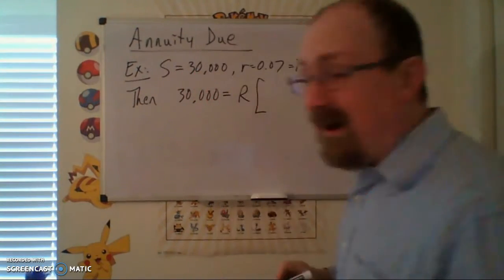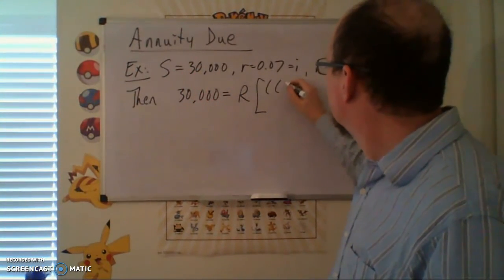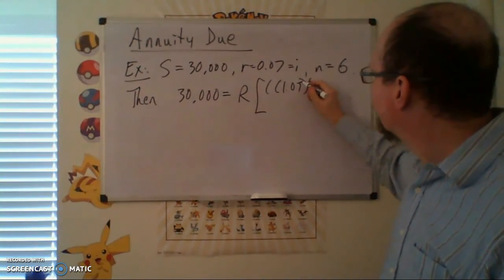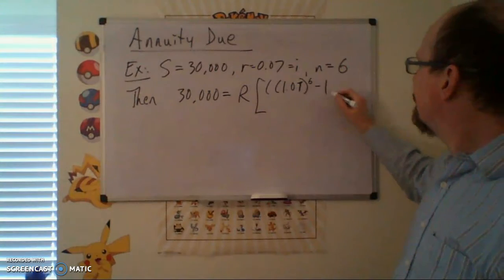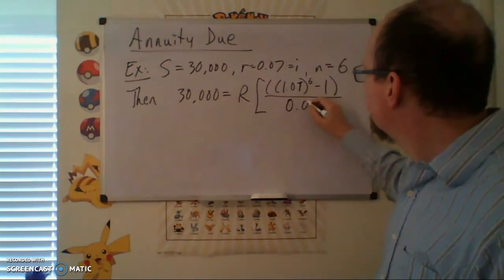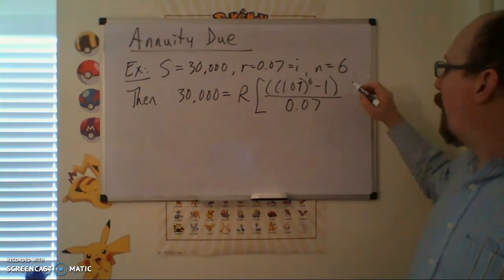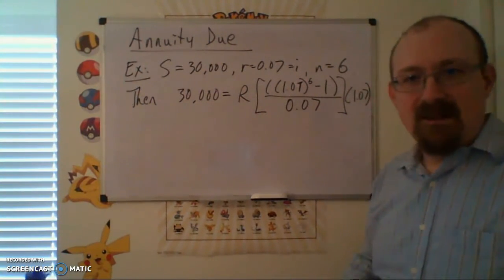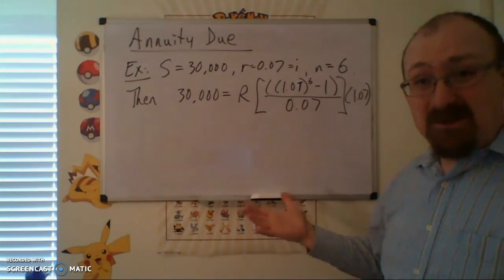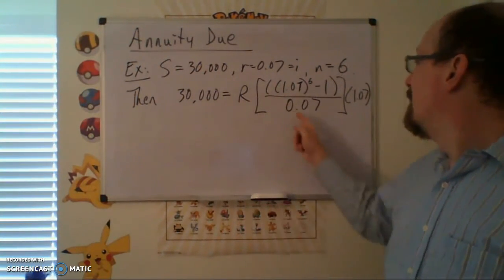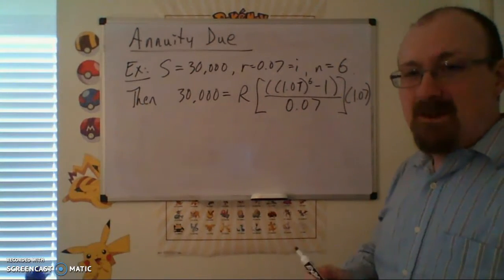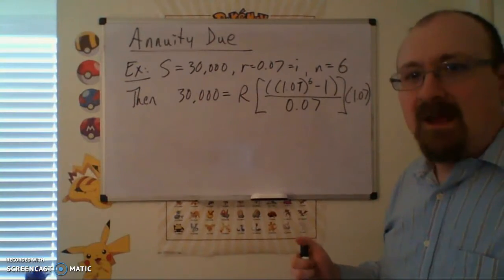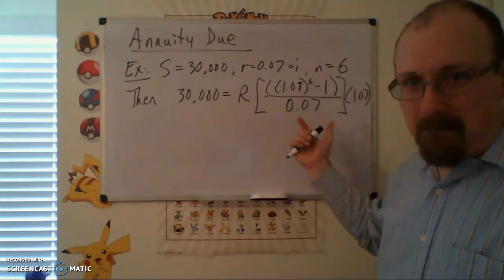30,000 equals R. Again, hopefully this bit feels familiar. We have 1.07, that's a 7, there you go, to the 6, minus 1. Close up parentheses. 0.07 underneath. An extra 1.07 in the back. And just like we saw in those sinking fund examples in the previous video, all of this stuff, as spooky as it may look, we can crank it all out, and we just have a number times R. And to get R by itself, we divide by that number.